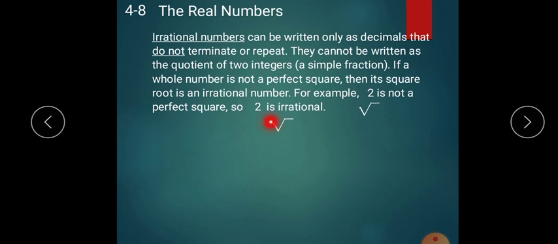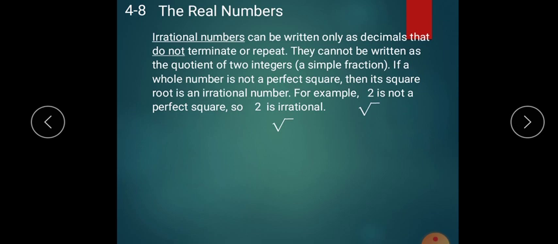For example, root 2. Root 2 value is 1.414, it goes on without repeating. So remember one very important point, if the decimal expansion is non-repeating and non-terminating, such numbers are called irrational numbers.